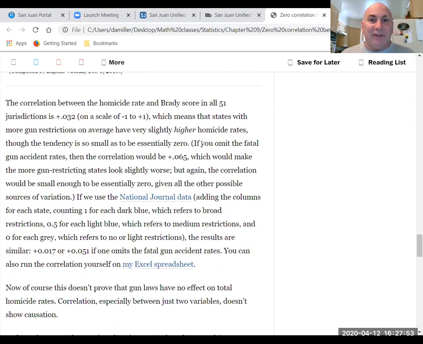And this author came out with, if you look at all 50 states plus Washington, D.C., the correlation is positive 0.032. I think we all agree that if you remember the last video, 0.032 would be a very small, very weak linear relationship. And that means states with stricter gun restrictions have slightly higher homicide rates. However, we are not going to do the part where we would do a hypothesis test to find out, could this really be zero? But that's what he means when he says the tendency is so small as to be essentially zero. So there's just a couple of examples of correlation and causation and how variables are related in that way.